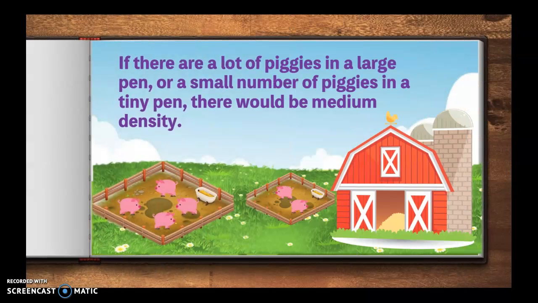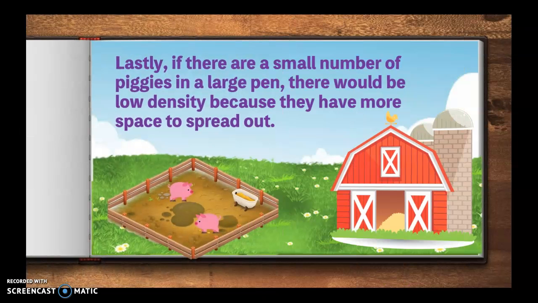If there are a lot of piggies in a large pen, or a small number of piggies in a tiny pen, there would be medium density. Lastly, if there are a small number of piggies in a large pen, there would be low density because they have more space to spread out.